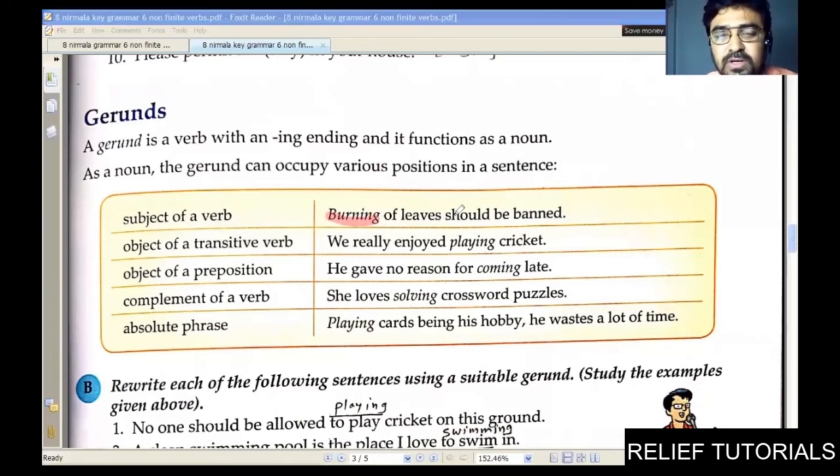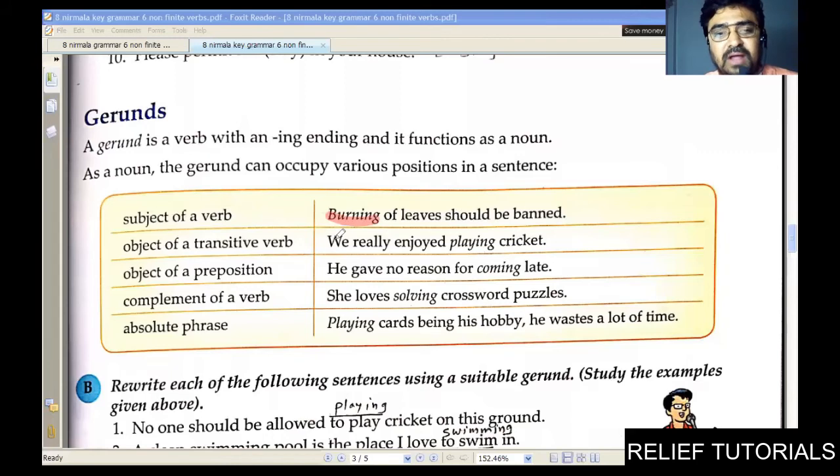If you just want to know whether the given noun is a subject or not, ask the question with who or what before the verb. So what should be banned? The burning of leaves should be banned. So burning is what? Subject, and as it is in the ing form of the verb, it is called what? Gerund. It is a non-finite verb.